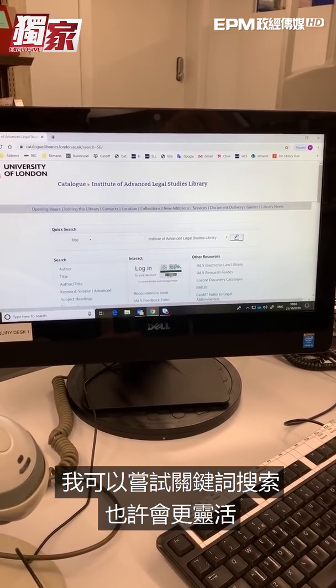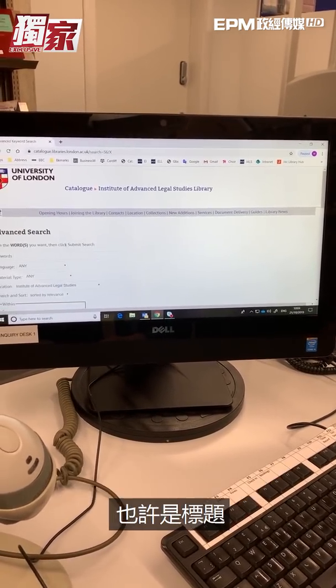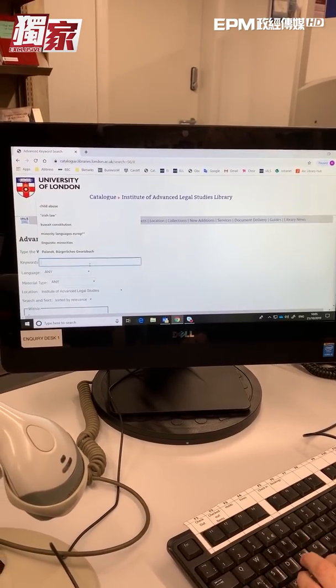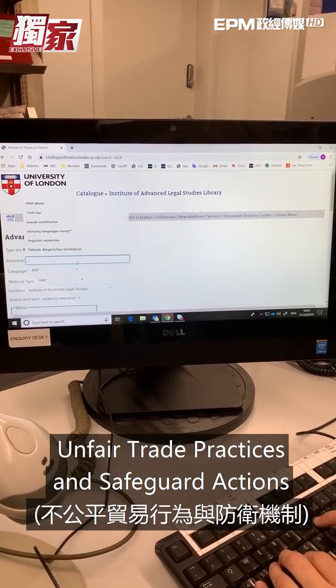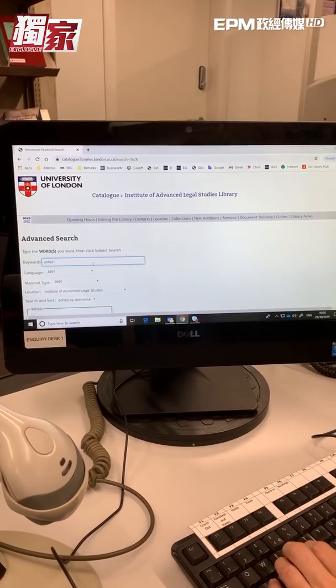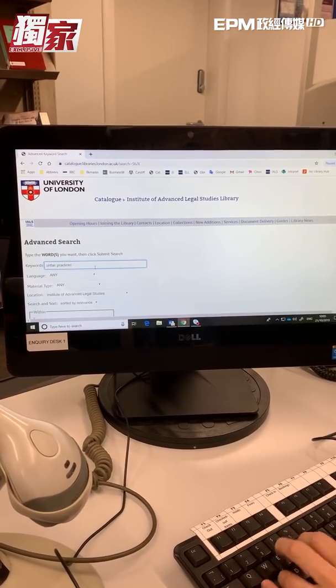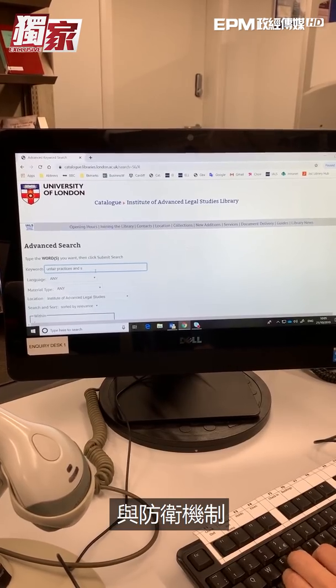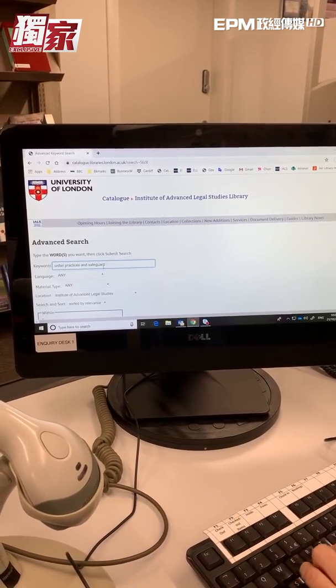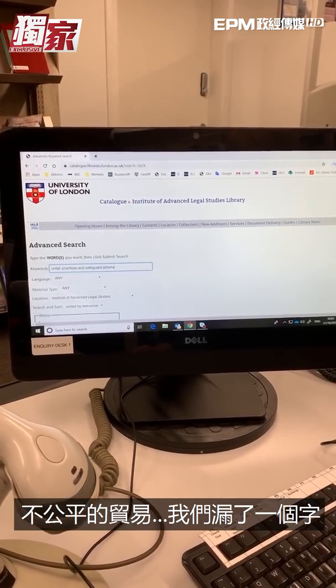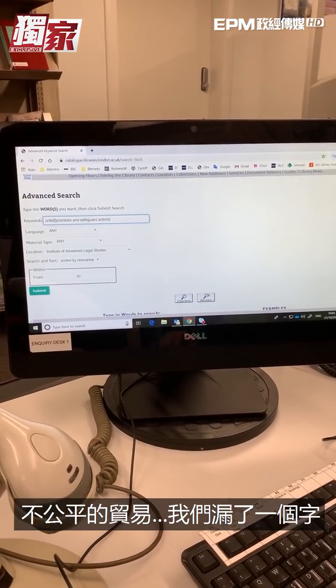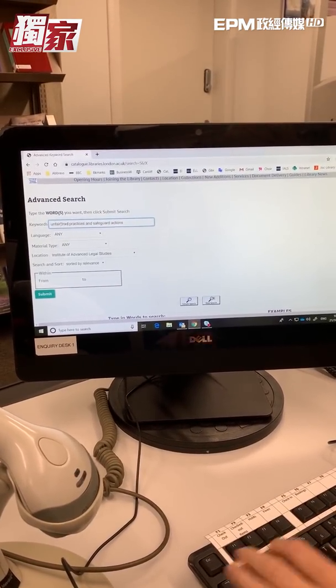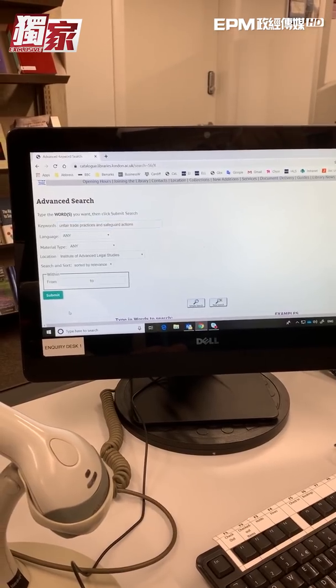I can try keyword search, which is a bit more flexible. Or probably the title: Unfair practices and safeguard actions. Is it in and safeguard actions? Unfair trade practices. We missed a word. TRADE, yes.